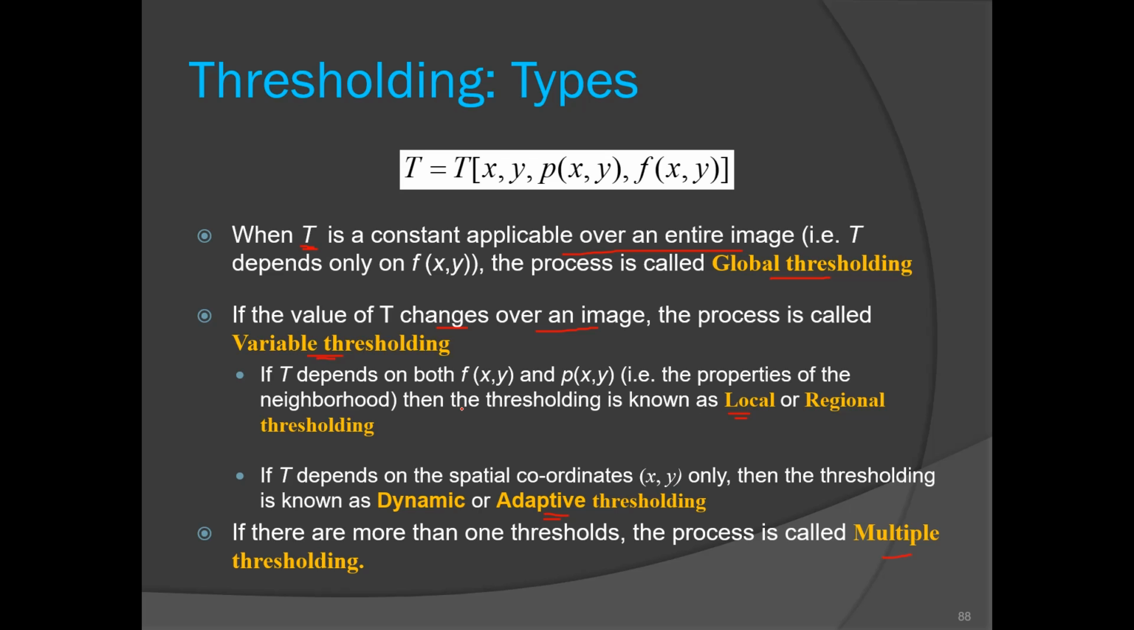So what happens in local thresholding? If t depends on both f(x, y) and p(x, y), that is, if you decide the value of t based on the intensity value and the neighborhood, that is known as local thresholding, because you are considering the local properties of the region also. And second, if t depends only on the spatial coordinates, that is, you are determining t based on the coordinates only, that is known as adaptive thresholding. Now if there is more than one threshold, that process is known as multiple thresholding.